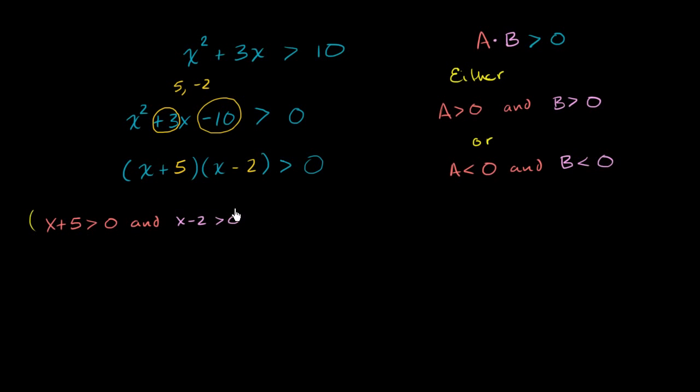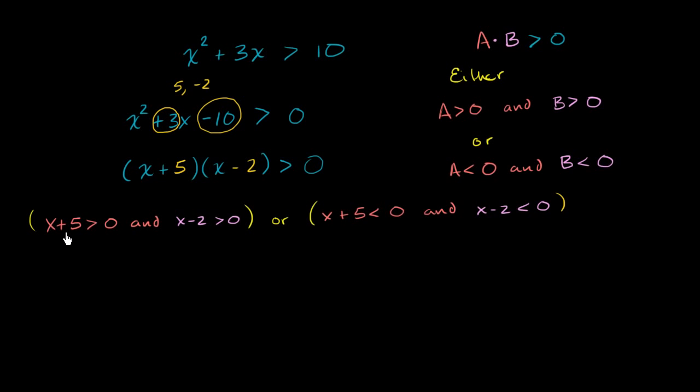Let me write it this way: or they're both negative. Or x plus 5 is less than 0 and x minus 2 is less than 0. So now let's think about all of these inequalities independently, but let's maintain this logic here of the and and the or.